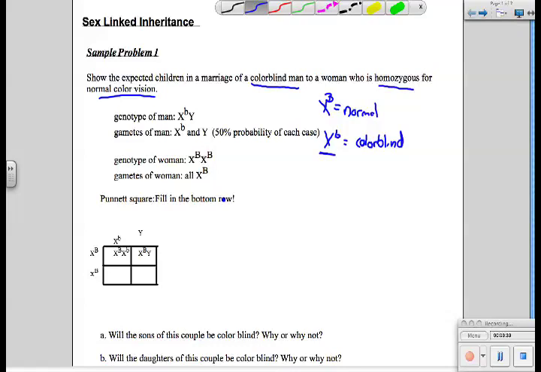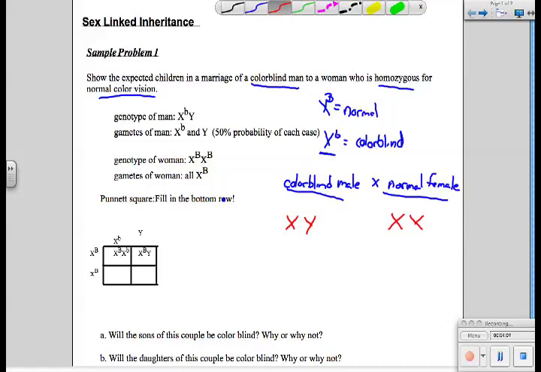So I have a colorblind man and a normal vision female. So let's write it all out. Colorblind male, and I have a normal vision female. Normal female. There's the phenotype. Underneath the phenotype, I'm going to write out the genotype. Okay? First of all, males have an X and a Y chromosome. Females have the XX chromosome.